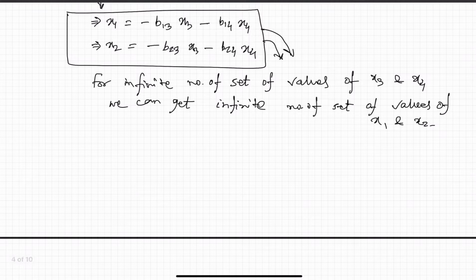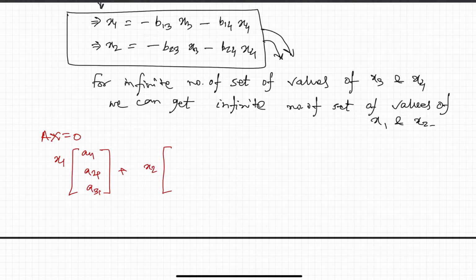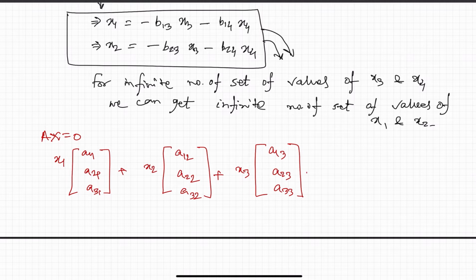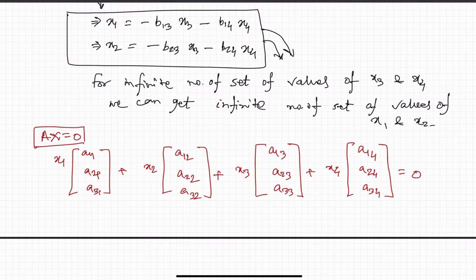Now we can write these equations in this way: x1 from the original equation Ax equal to 0, (a11, a21, a31) plus x2 (a12, a22, a32) plus x3 (a13, a23, a33) plus x4 (a14, a24, a34) is equal to 0. This is the equation, that is Ax is equal to 0.